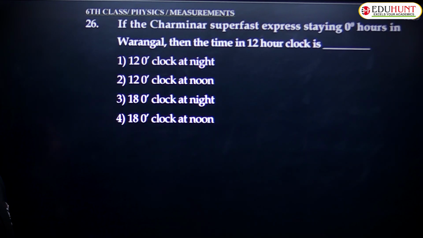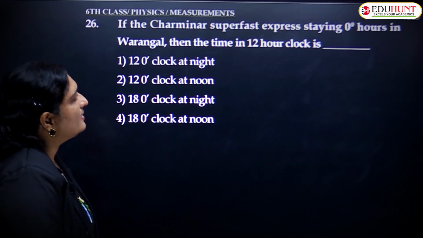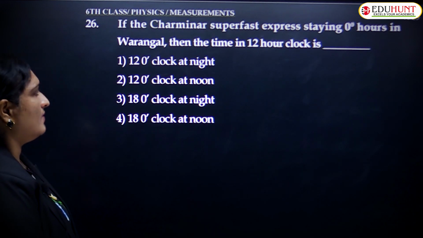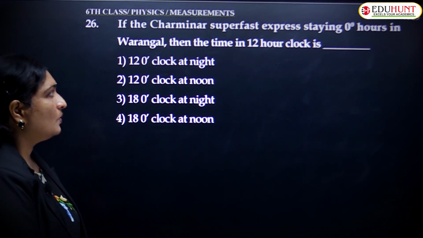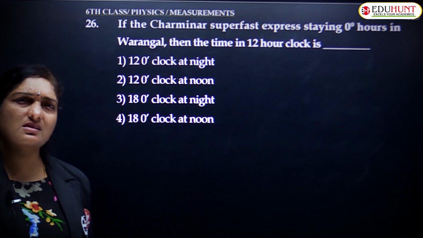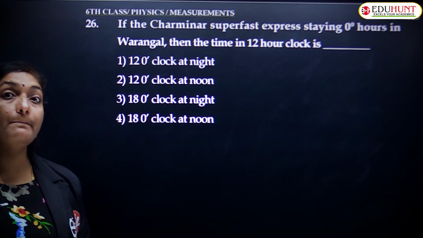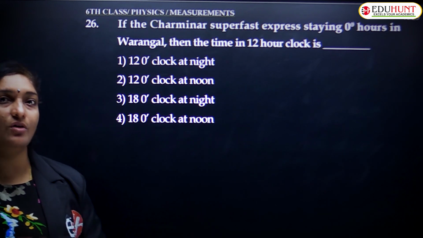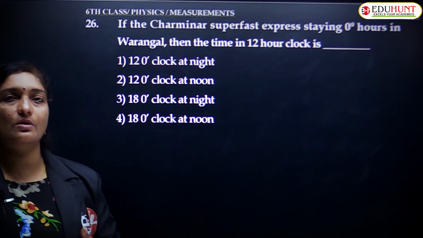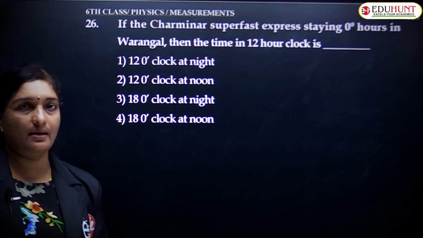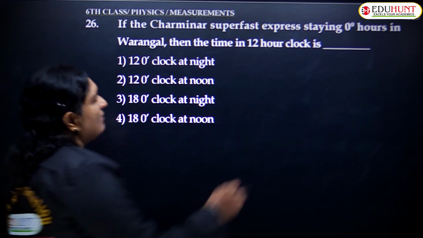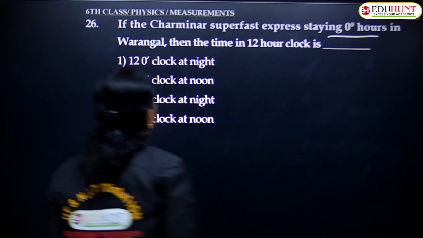Next question. If the Charminar Superfast Express, what is Charminar Superfast Express? It is the name of a train. Okay. The train is staying at 0 hours in Warangal. What is the time given? 0 hours. 0 hours means what? Midnight, 12 o'clock. After 12 o'clock midnight, again 0001, everything will be counted like that, and 1 a.m., 2 a.m. and so on. So that means 12 o'clock midnight in Warangal.